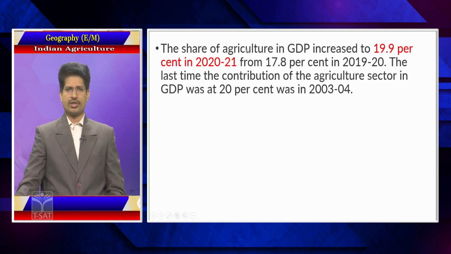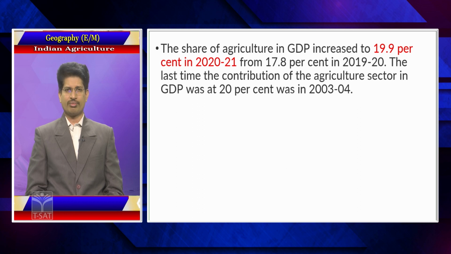So, the contribution to GDP has increased to 19.9% in 2021 from 17.8% in 2019-20. So, here it implies that there is an increase in the contribution to GDP. But when relatively compared currently, even though the percentage contribution of agriculture to the GDP is low relative to the secondary sector and the tertiary sector, it doesn't mean that the agricultural produce has been reduced.